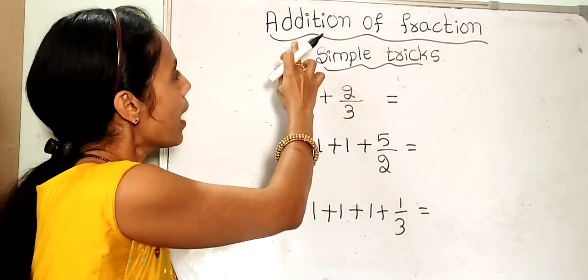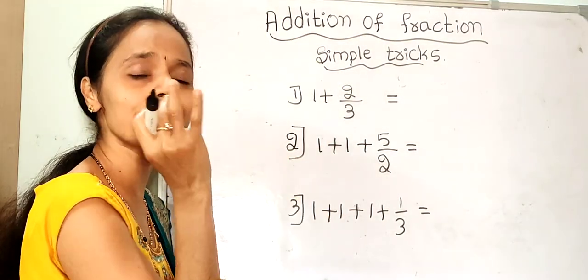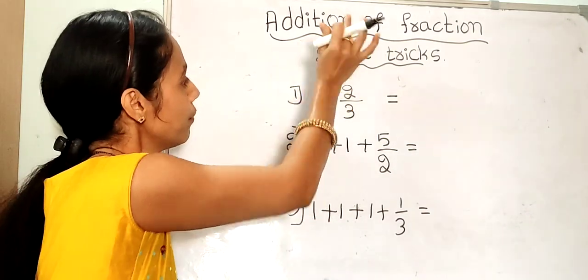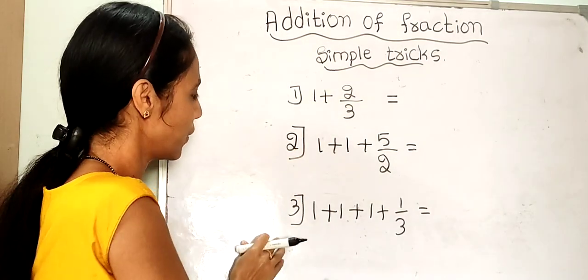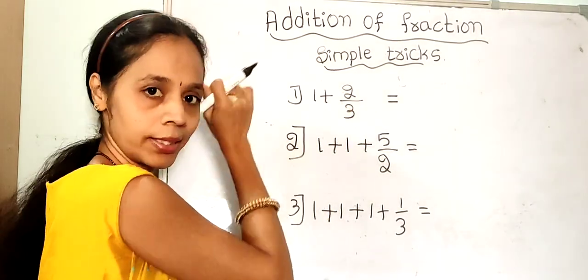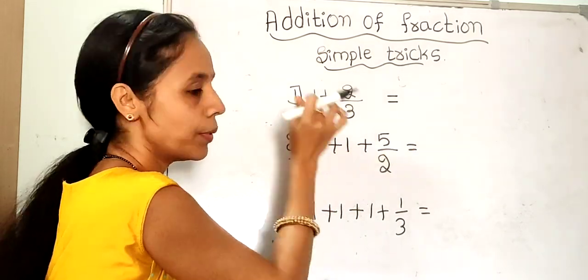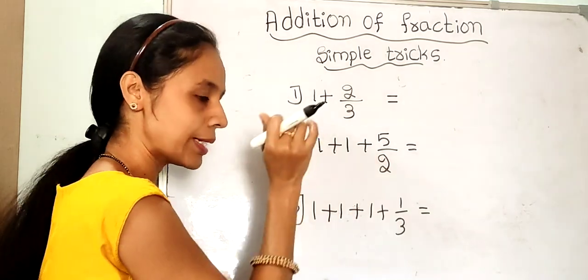Today, we solve addition of fractions. A simple trick: how can we solve it simply within a minute? Addition of fractions, any fraction in this format. See these three formats: 1 plus 2 by 3 is there, 1 plus 1 plus 5 by 2 is there. In this format, 1 plus 1 plus 1 plus 1 by 3 is there.